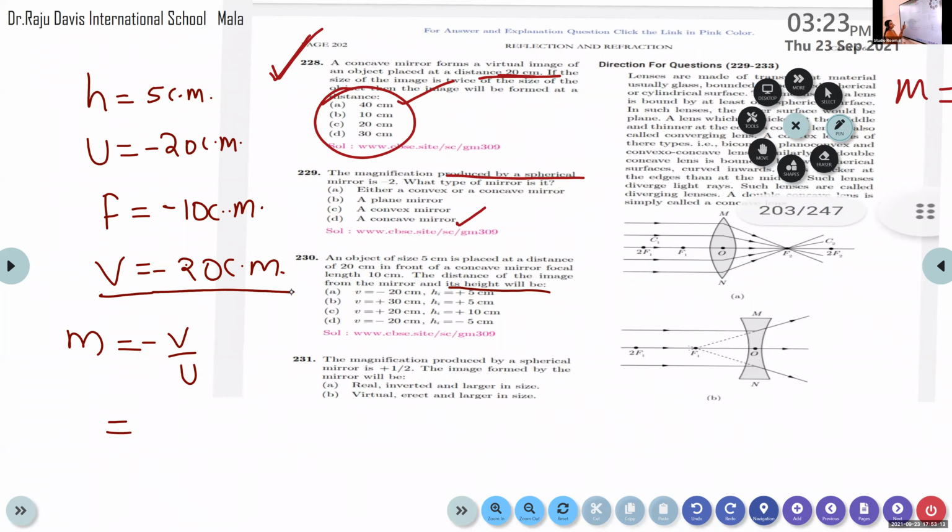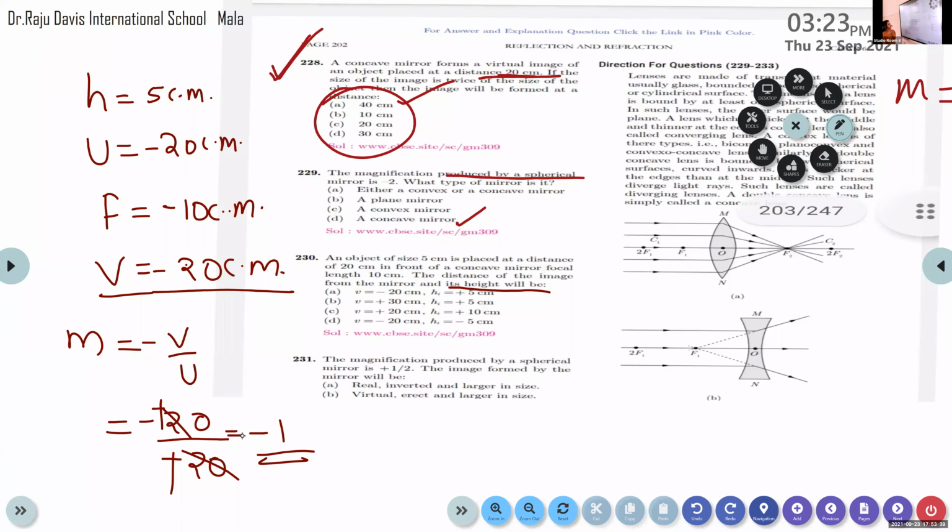Here V is obtained as minus 20. Minus of minus 20 divided by U, which is minus 20. So this minus and this minus cancel, 20 and 20 cancel. So magnification M is equal to negative 1.